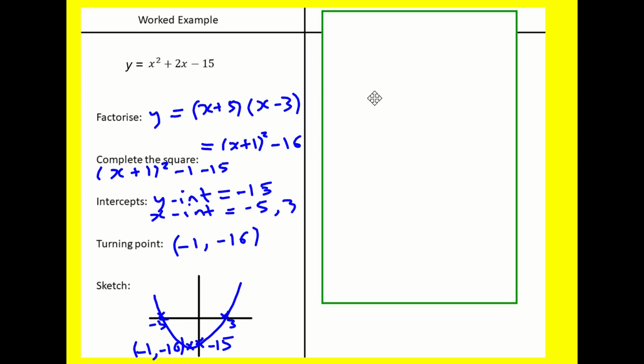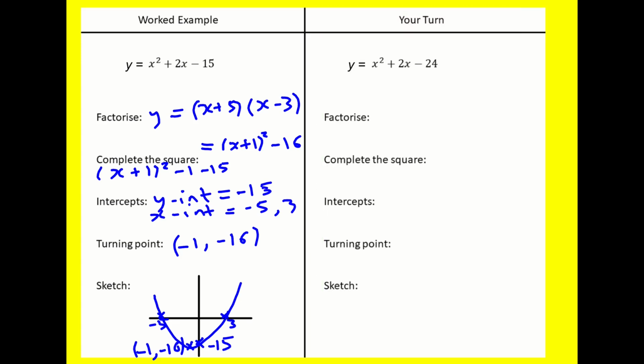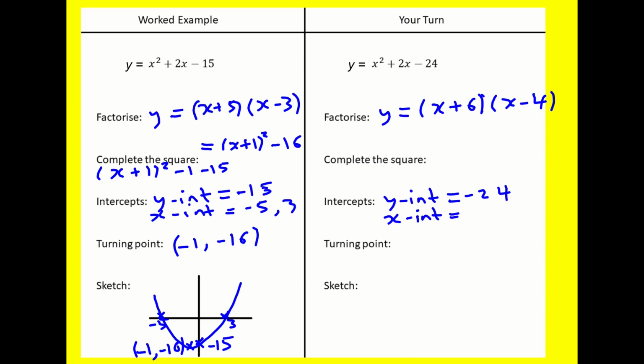I'd like you to try this one on the right yourselves. I'm going to talk through it. So y equals, it's going to be (x + 6)(x - 4). So I'm going to jump straight to the intercepts. The y-intercept is going to be minus 24. The x-intercepts are going to be minus 6 and 4.